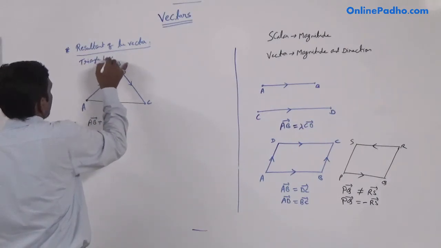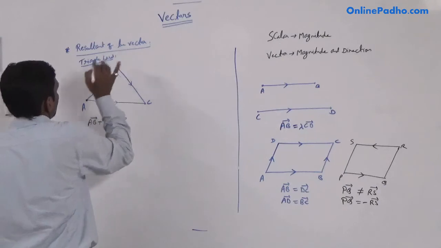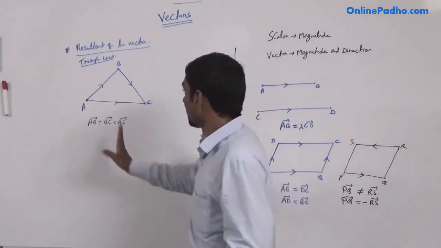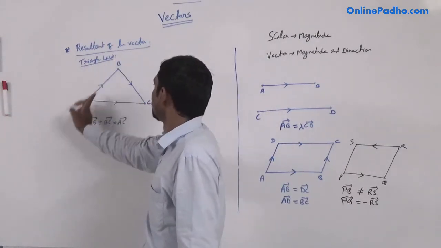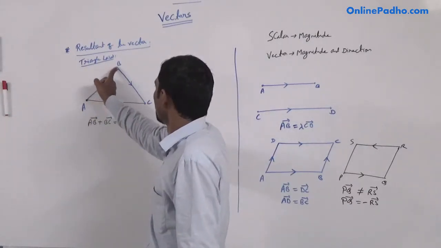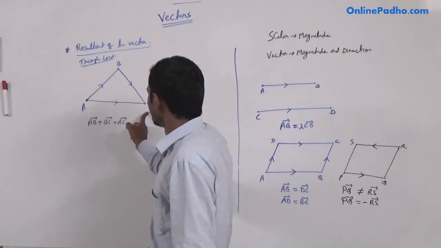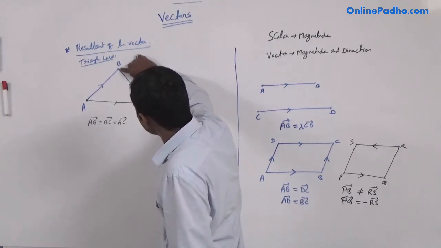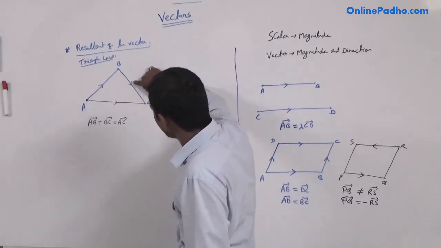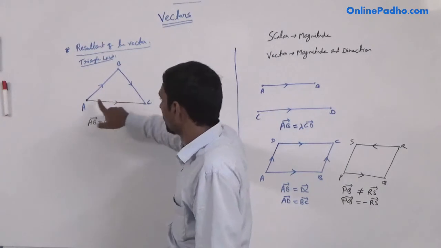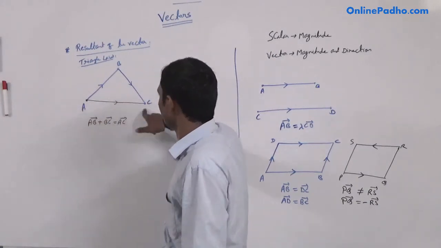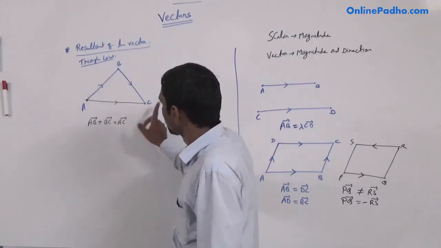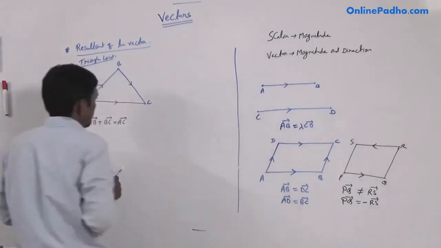This is called the triangle law of vector. Very important and very simple. You can see the direction here, AB, and then BC. So the terminal point of the first vector is same as the initial point of the second vector. Then we can find the resultant as starting point to ending point. So we can say that AB vector plus BC vector is equal to AC vector, right?